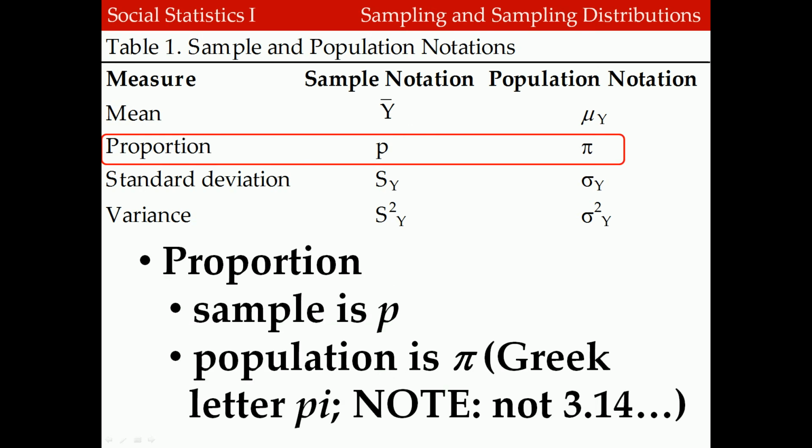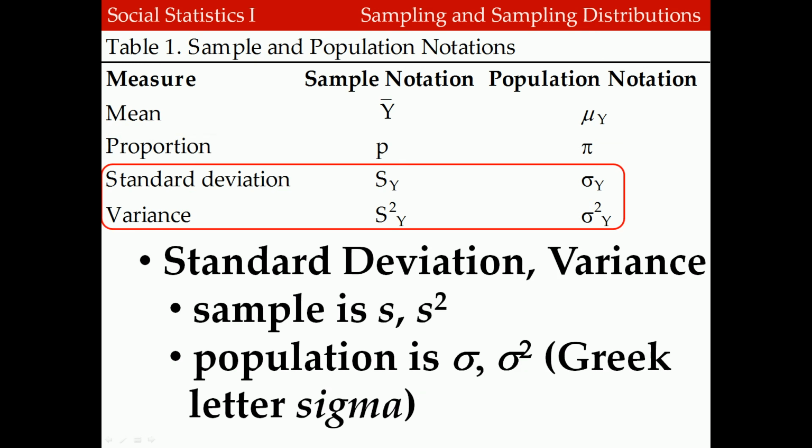For proportions, we've been using p to denote the sample proportion. We can call the population proportion pi. Note that we're not talking about the number 3.14. We're talking about the symbol pi. It's just used as a symbol to refer to the statistic. We can also designate between a sample standard deviation and variance and population standard deviation and variance, respectively. So for the sample notation, we use the letter s, or s squared, to refer to the standard deviation and variance. When we're talking about a population variance or standard deviation, we often use the Greek letter sigma.